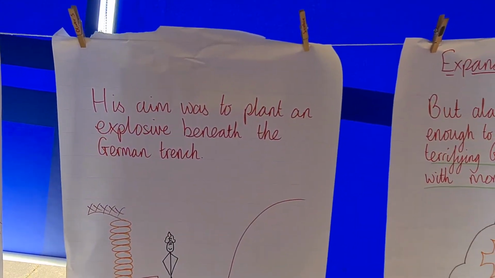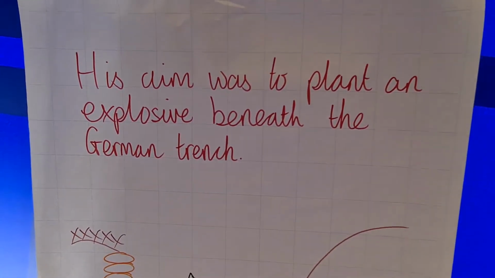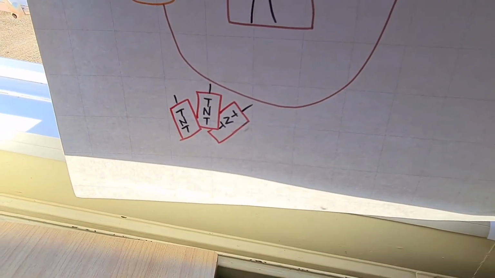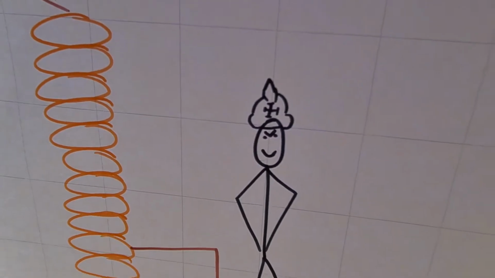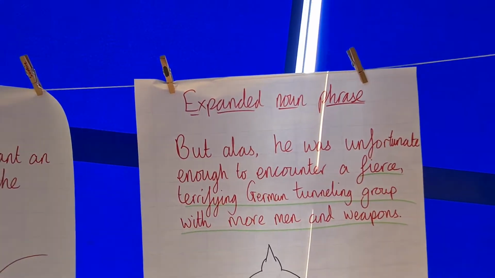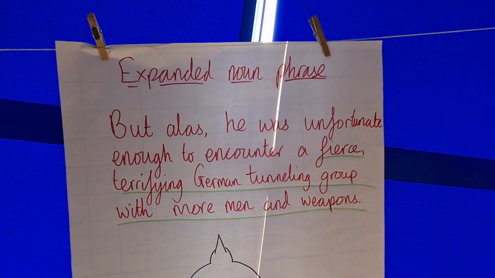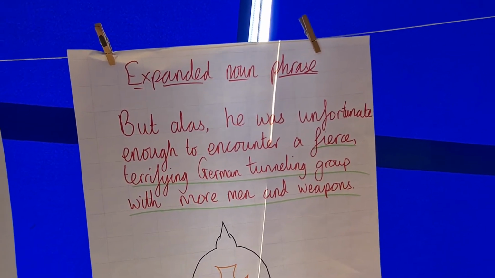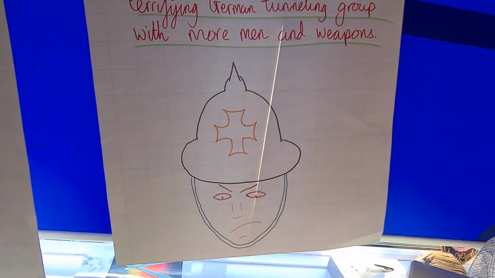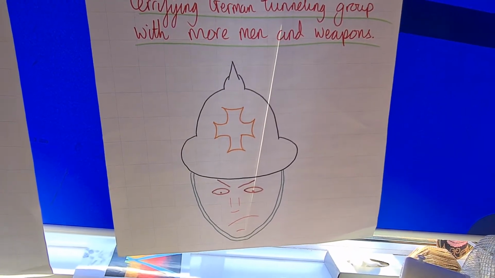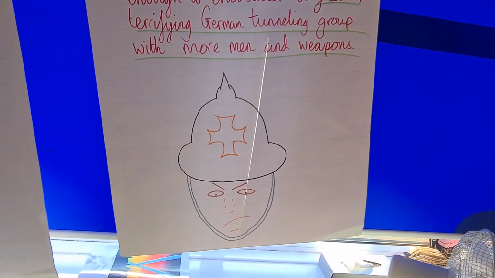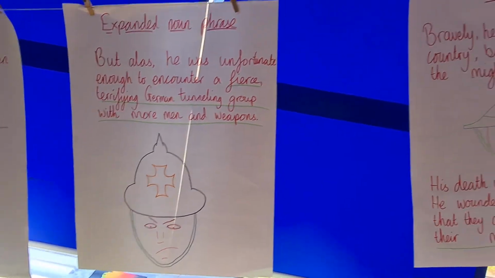His aim was to plant an explosive beneath the German trench. And there's the enemy trench, and there's the explosive. He doesn't know about it. Not yet, anyway. But, alas, and spot the expanded noun phrase, he was unfortunate enough to encounter a fierce, terrifying German tunnelling group with more men and weapons. And look how fierce that soldier looks right there. Wouldn't want to come across him in a dark tunnel beneath a dark trench.